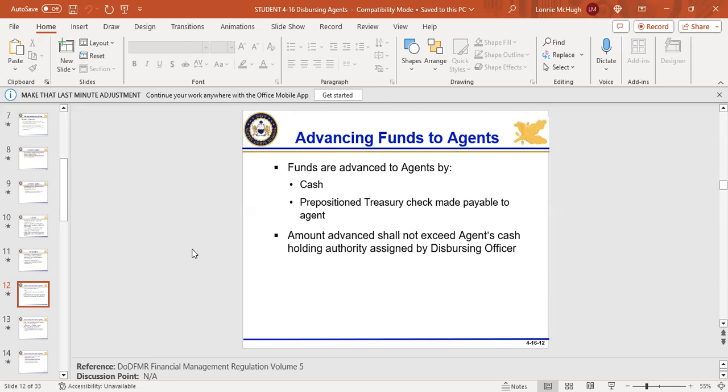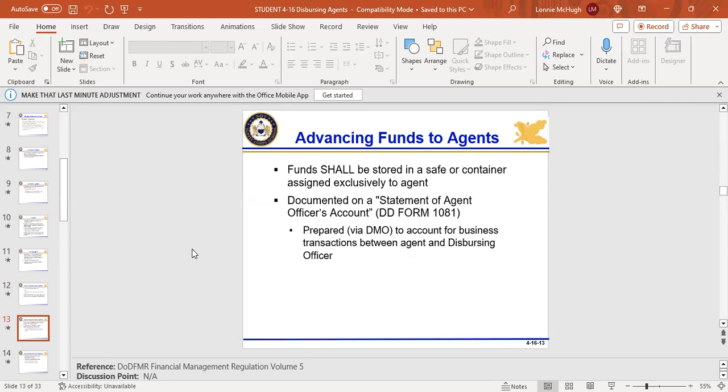Important to note, the amount advanced shall not exceed an agent's cash holding authority. A few lessons back, we talked about your authority to hold cash at personal risk. So the agent has a limit on how much they can hold as well, and you cannot advance them more. Throughout the day, if they exceed that threshold, at the end of the day they need to make that deposit with the dispersing officer. The agents need to store their funds in a safe.